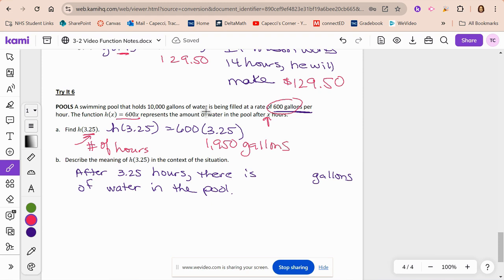Okay, what does that mean? It says describe the meaning of that. So after 3.25, right, that's our x value, there is 1,950 gallons of water in the pool.